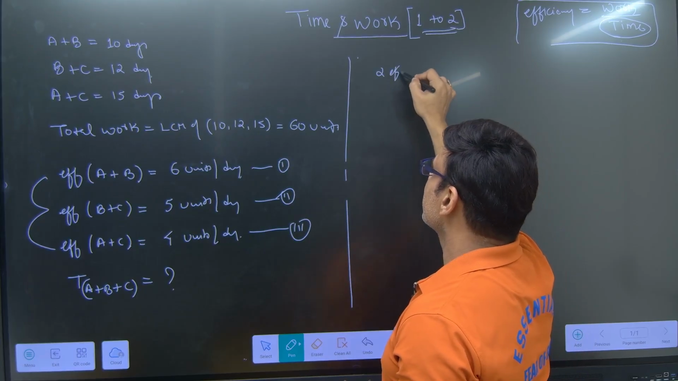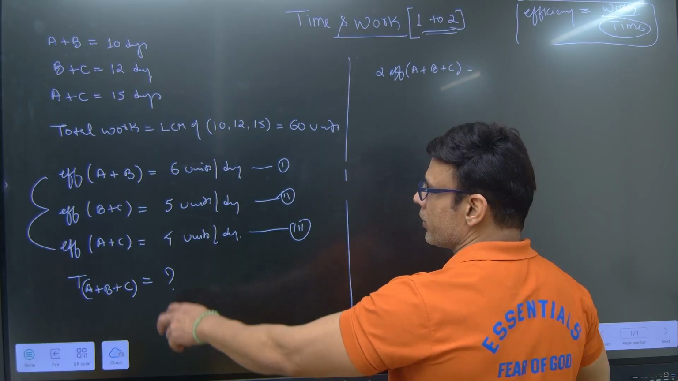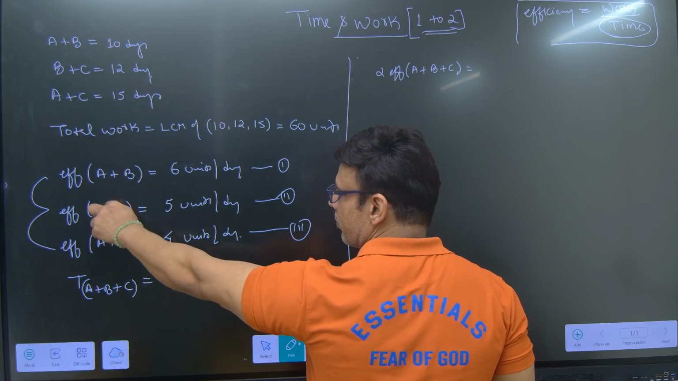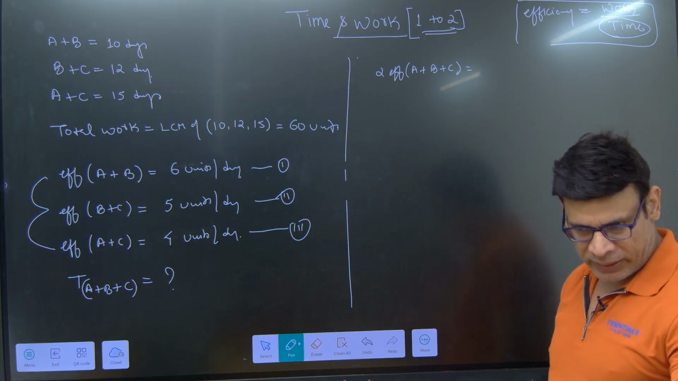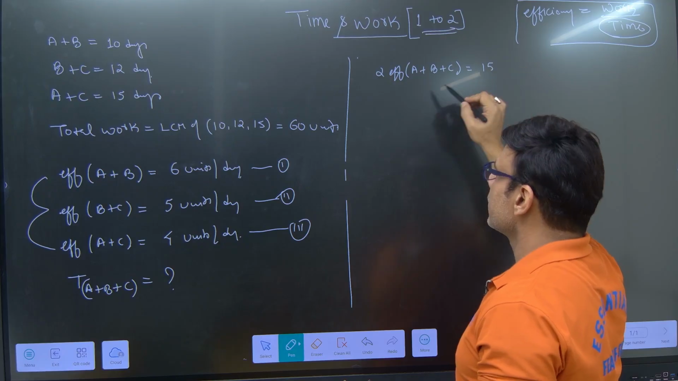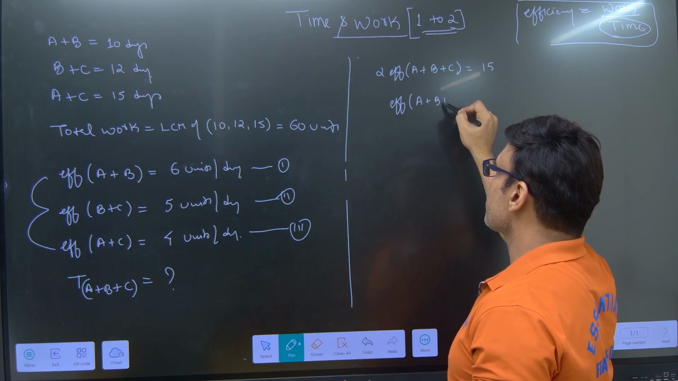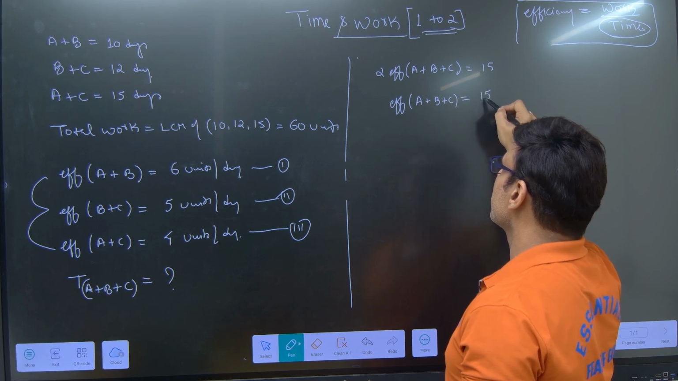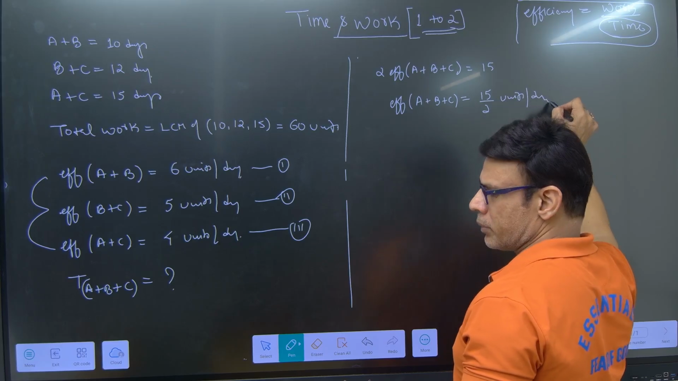Twice the efficiency of A plus B plus C, or not. Why? Because if I add A twice, B twice and C twice, I'll get twice of A, twice of B, twice of C. Two बाहर निकाल लेते हैं. And right hand side is what? 15. So what is combined efficiency of A plus B plus C? 15 by 2, which you can write 7.5 also, or simply 15 by 2 units per day, right?